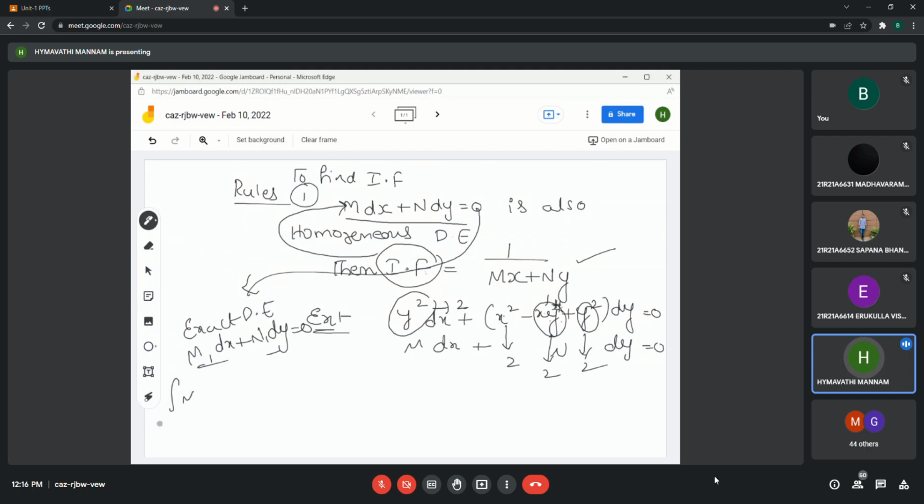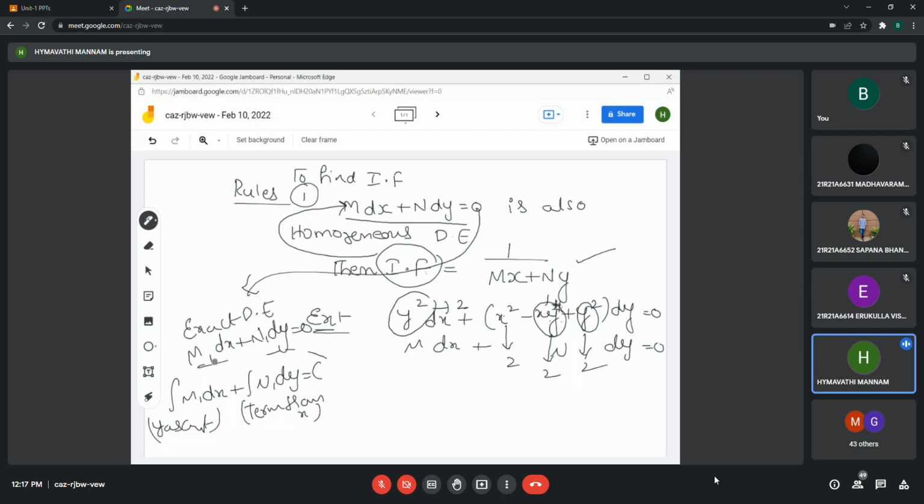So here the solution is integral m1 dx plus integral n1 dy is equal to c. On m1, take y as a constant. On n1, take the terms free from x. So this is the way to find the general solution of a non-exact differential equation.